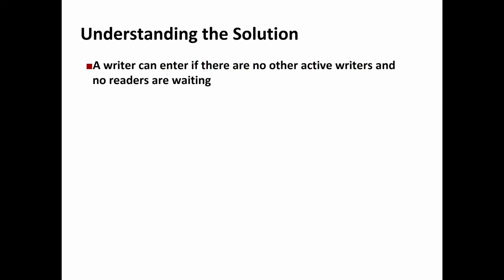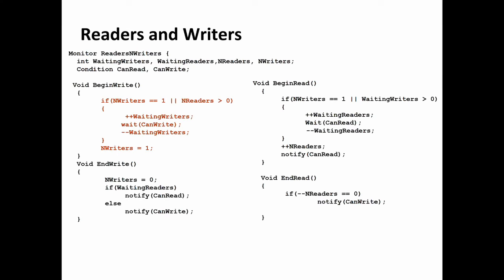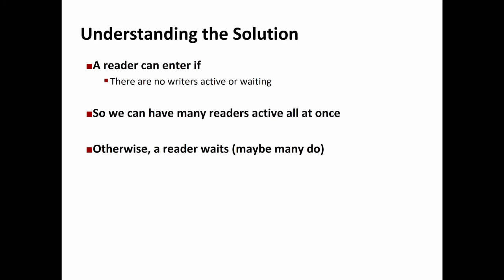Now, in order to understand this, we can look piece by piece. The first thing is that we have to ensure that the writer can enter if there are no active writers and no readers. So this is the case where the writer can begin write if there are no writers and no readers. In that case it will jump here, and otherwise it will be waiting here. And we also said that a reader can enter if there are no writers active or waiting, and this is again a matter of policy.